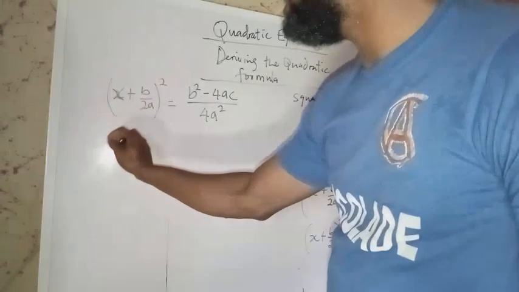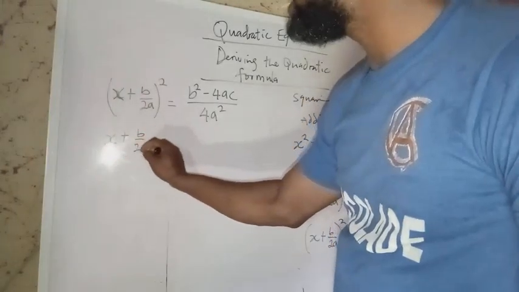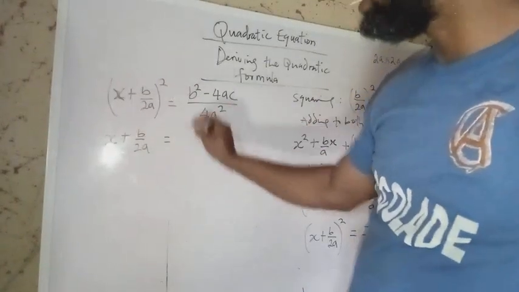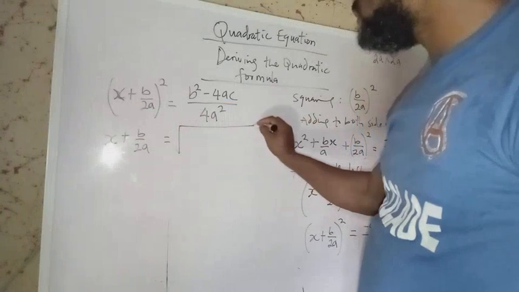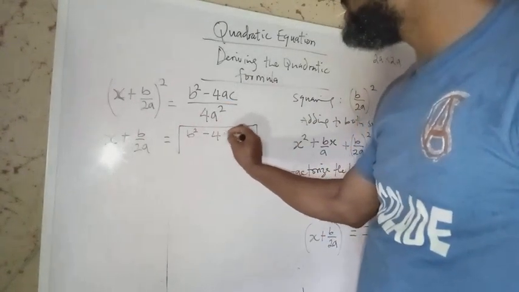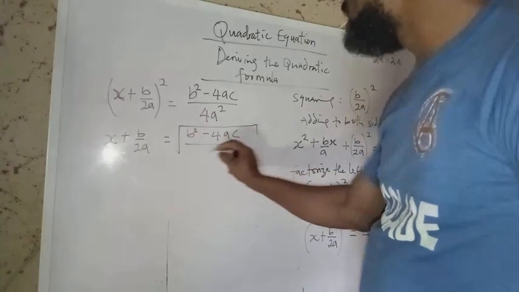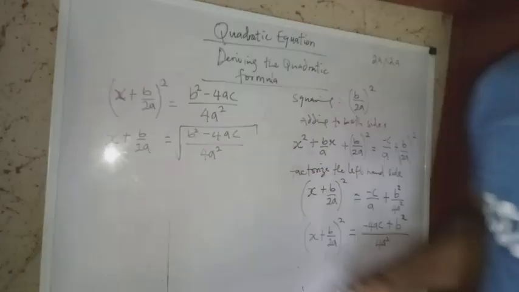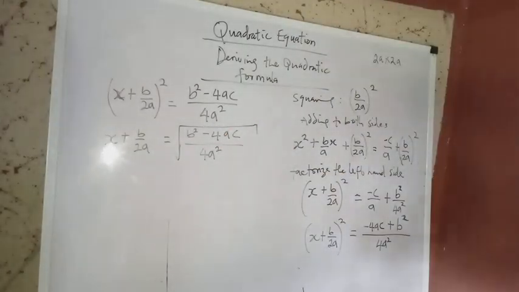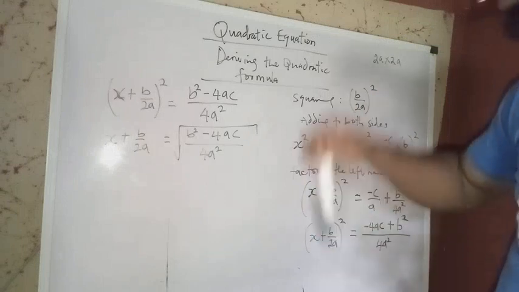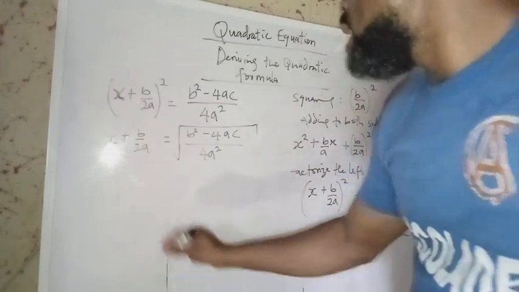So this is going to become x plus b over 2a. We're taking the square root of both sides, so when we take the square root of this side, the square will be gone and we'll be left with the square root of everything here. So this is b squared minus 4ac all over 4a squared. The square root sign is covering both the numerator and the denominator. Alright, having said that, let's proceed. My marker is getting faint.